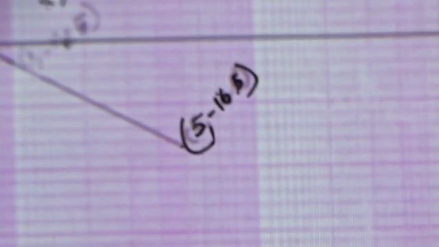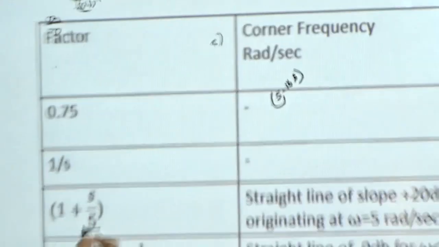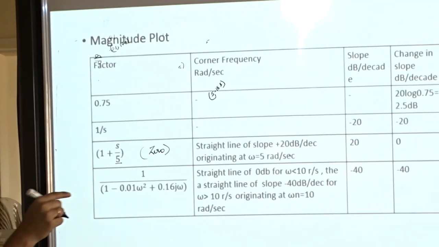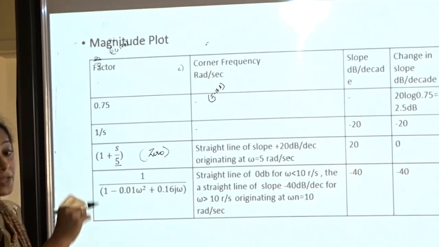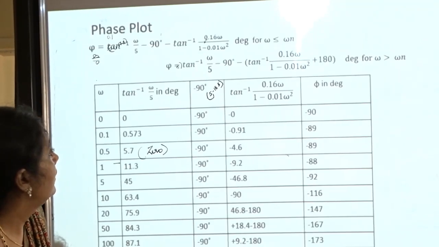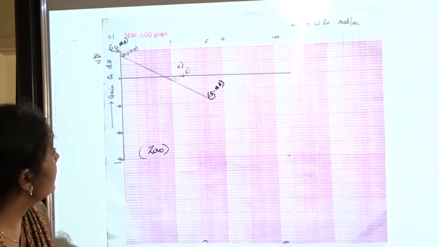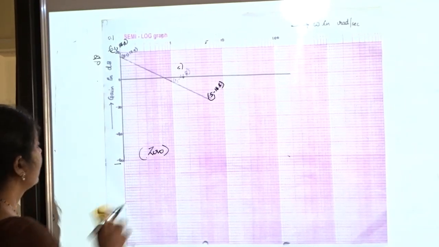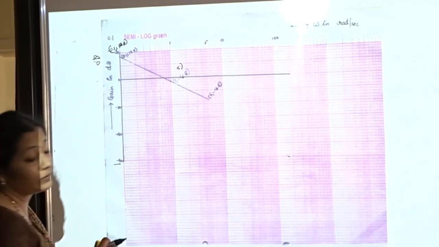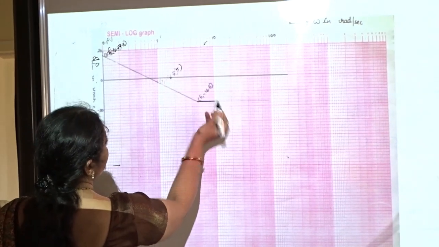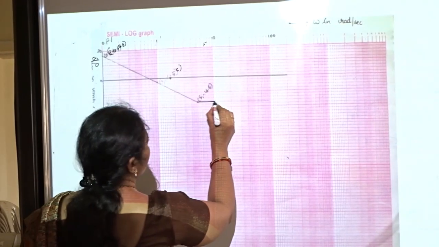Now at this point, what gets added? At 5, a zero is getting added, a term on the numerator. If it is on the numerator, it means it is a zero. The slope given by this zero is plus 20, whereas this line is going at minus 20. Minus 20 plus 20 is 0, so the slope of this line will be 0. It goes like this, and you can keep extending it.